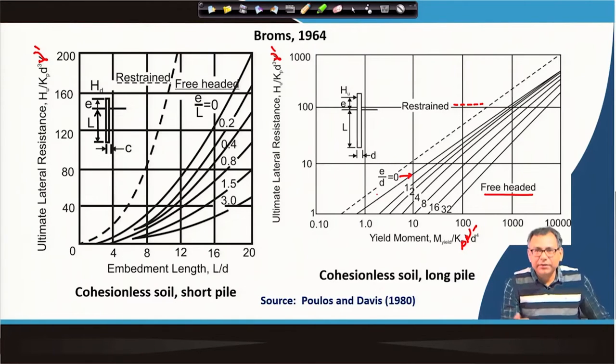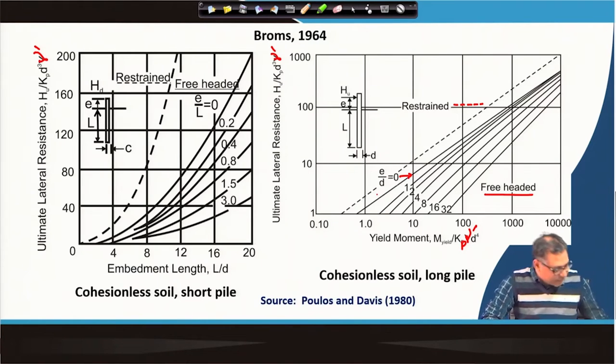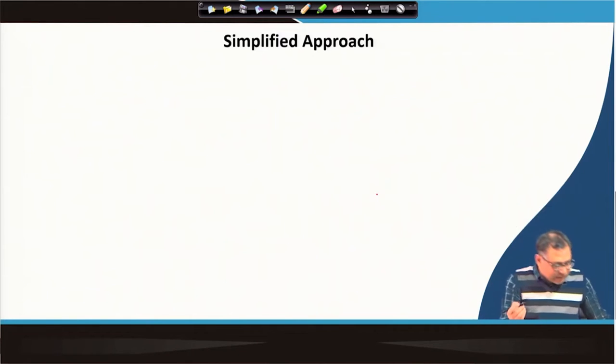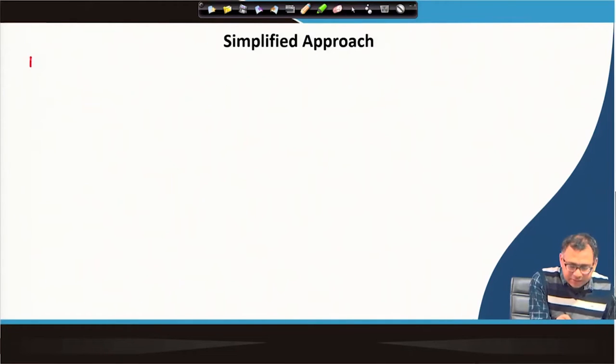So, this way we can determine the ultimate lateral load carrying capacity of piles, the moments, and the positions of the maximum moment by using Broms' approach. Then I will discuss another approach, which is called the simplified approach. Obviously, simplified means it is very simple. What is that approach? That is for the free headed pile.